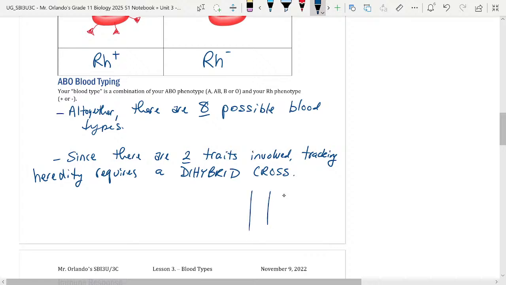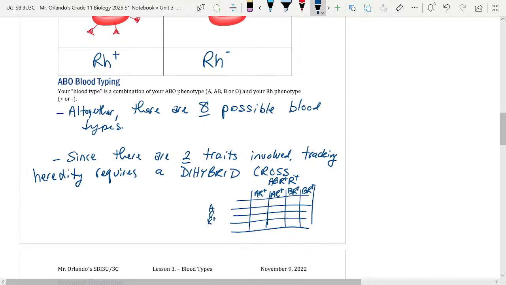Good old-fashioned 4x4, right? You could be A, B, R positive, and this would be AR positive. You don't have to actually draw this, but here we are. And this person could be AO, R positive, R negative, and then we'd have AR positive, AR negative, OR positive, OR negative, and so on and so forth. That's just an example. Do you need to draw that? No. Absolutely not.